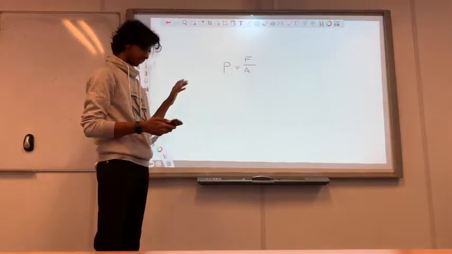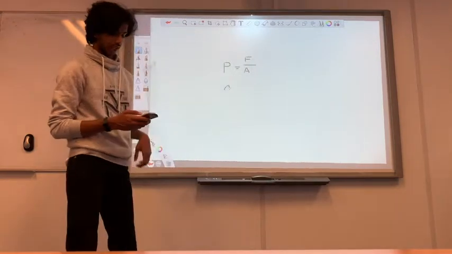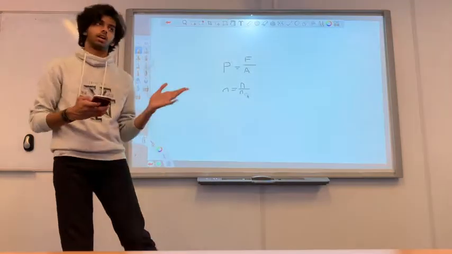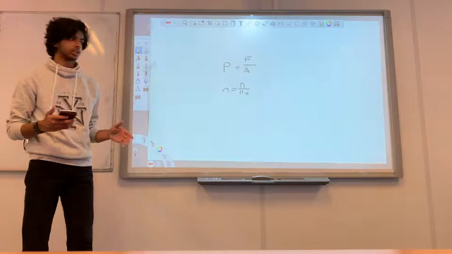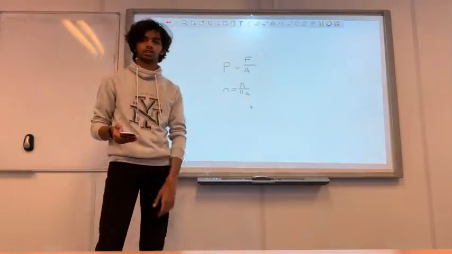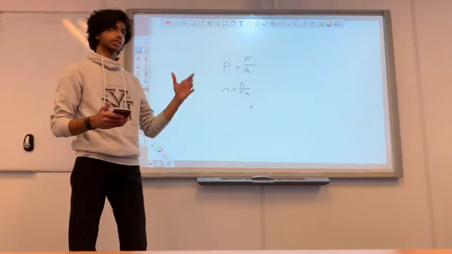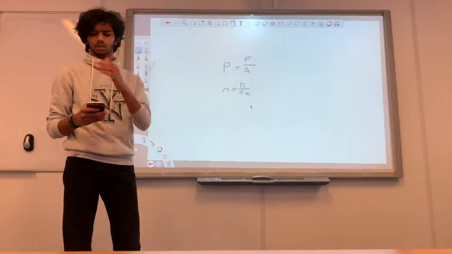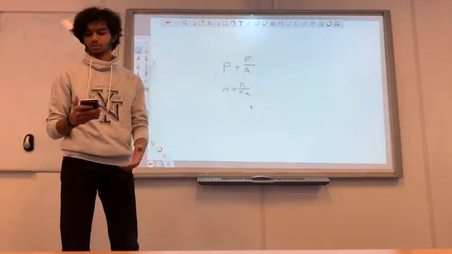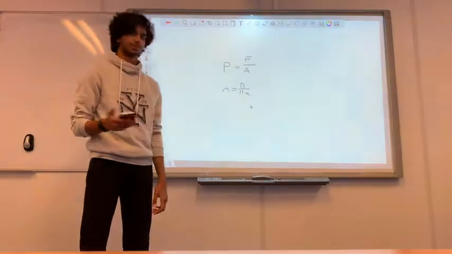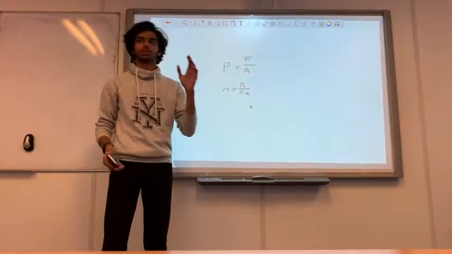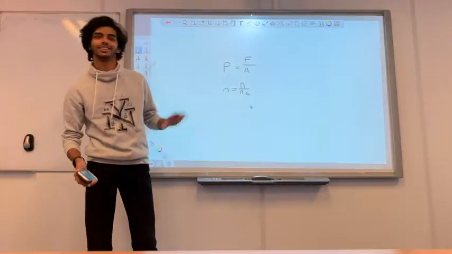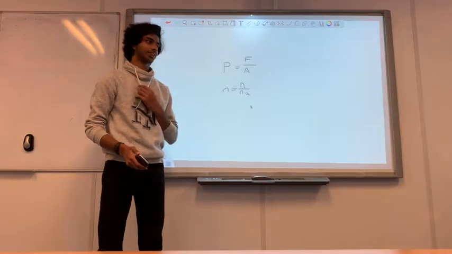For moles, we have the equation n equals N over NA. NA is Avogadro's constant. Avogadro's constant is what 1 mole represents, which is 6.02 times 10 to the power of 23. N is the number of particles that's actually in the place, and so we get the moles of any particular area.